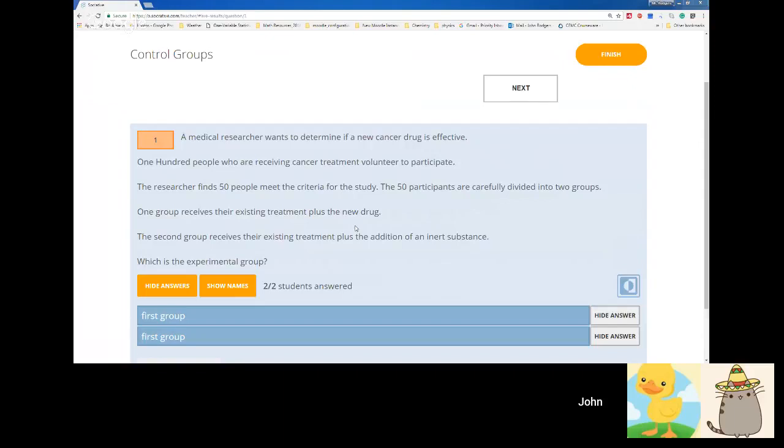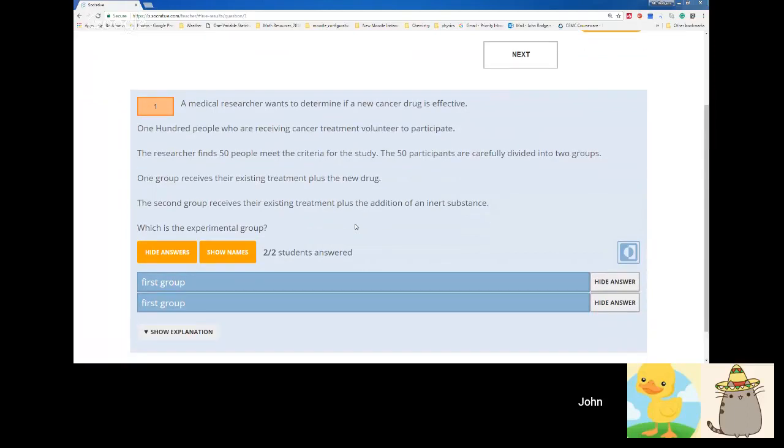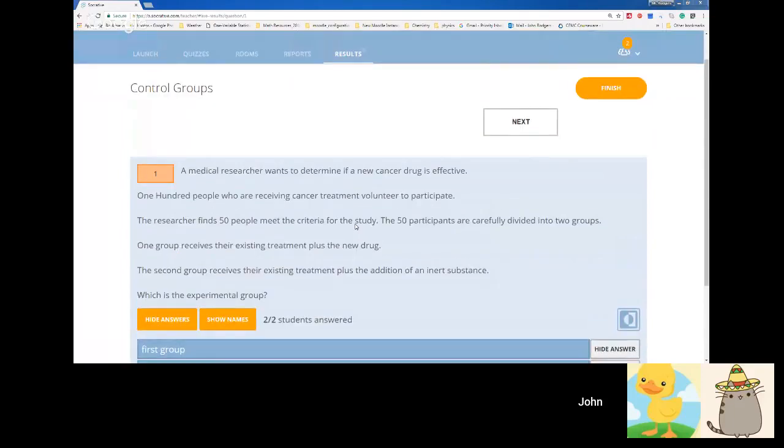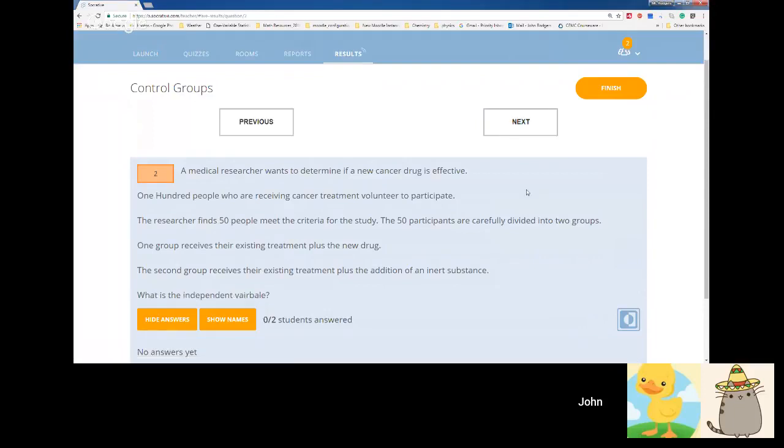So this is an example of a double-blind experiment. The experimental group is the first group. Yes, that is correct. The second group is what they call the control group. Everything is the same for that second group, except for the application of the drug. Okay, so the next question, it looks exactly the same.